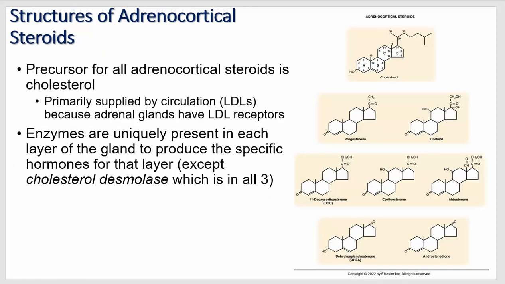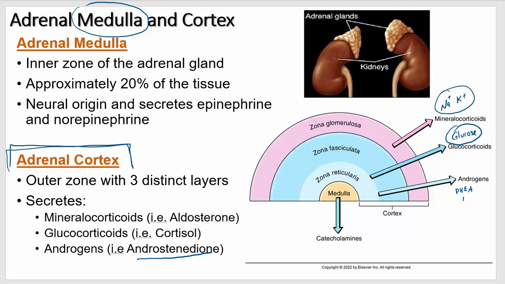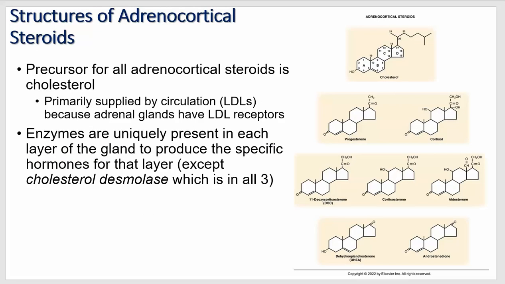So let's talk about steroids in general. Okay? Because the adrenal gland is going to secrete steroids. Remember, the thyroid gland was an amine. Okay, so that was in the amine group. It was made from tyrosine. These guys are made from cholesterol. So this first image up here is cholesterol. That's your basic starting material.